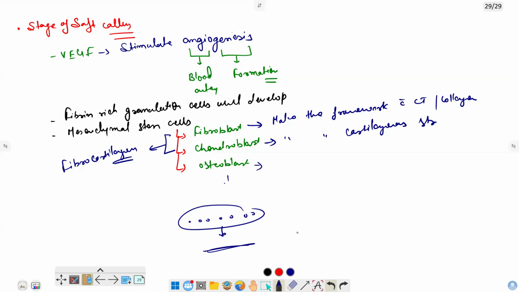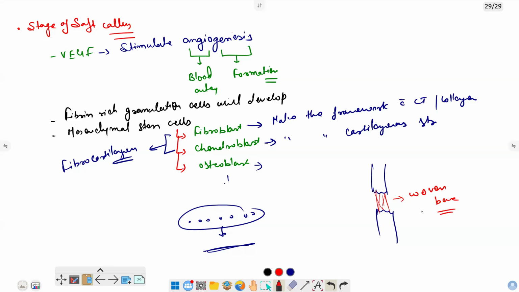stage. Now, in the case of soft callus, what is happening? Because of the formation of the fibroblast and chondroblast, there will be the formation of woven bone-like structure. Woven bone means that, for example, these are the fractured fragments. So there will be very small thread-like structures that will start connecting between these two. Okay, so there will be the formation of woven bone-like structure. Woven bone means that there will be thread-like structure that will start to connect these two bones.